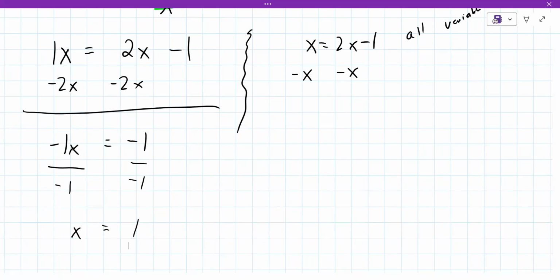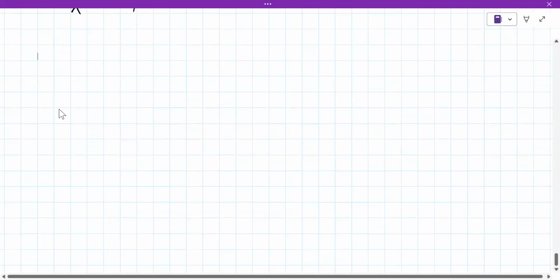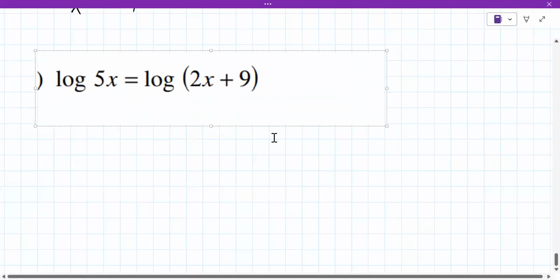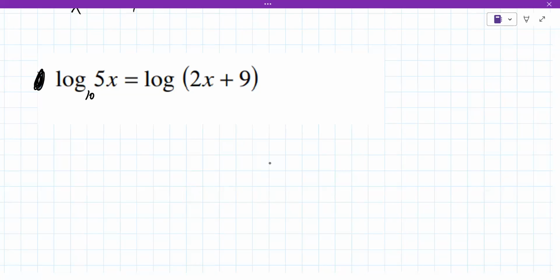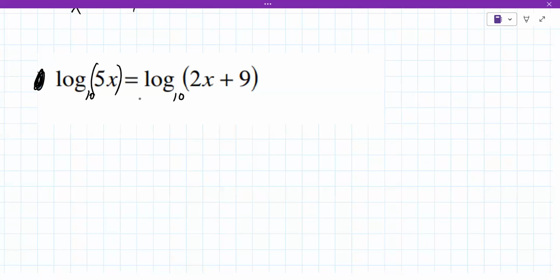Good news is you're going to get plenty of practice working on these in the next 10 minutes. Let's take a look at another problem here. When the logs have the same base, you can set the part inside parentheses equal to each other.